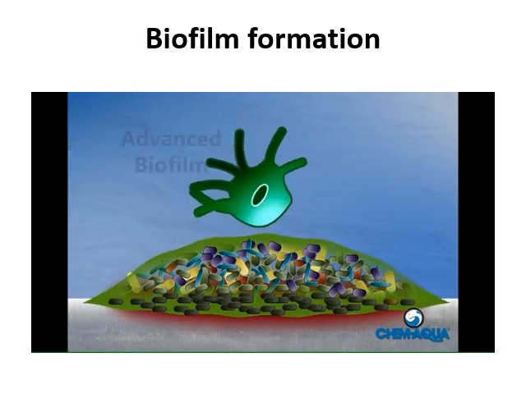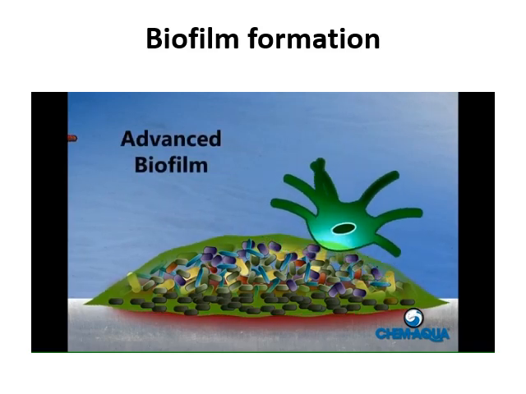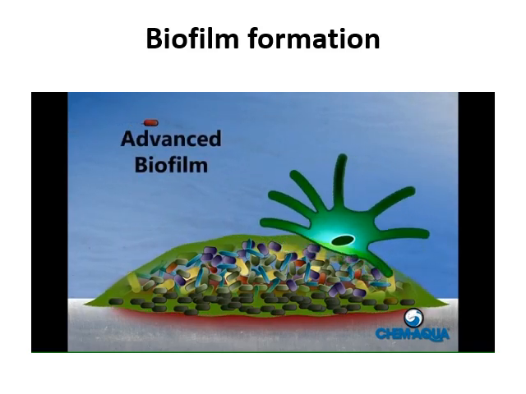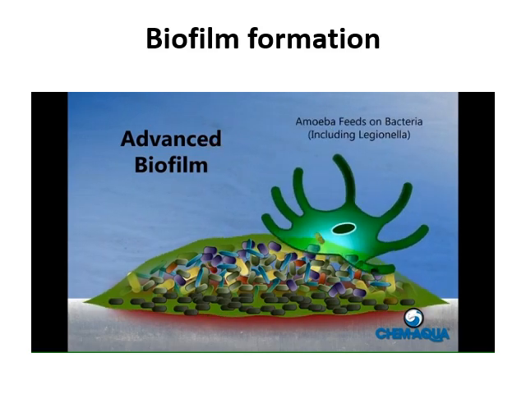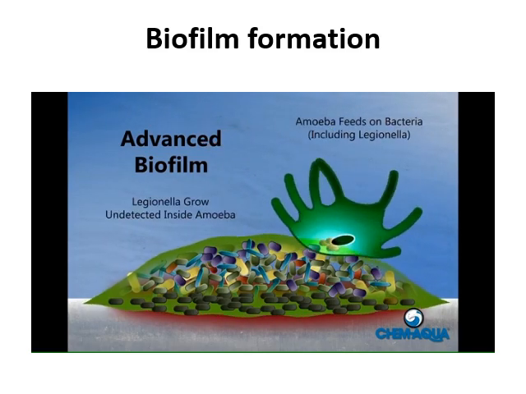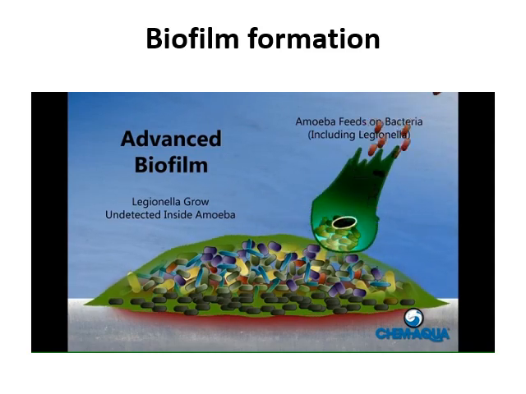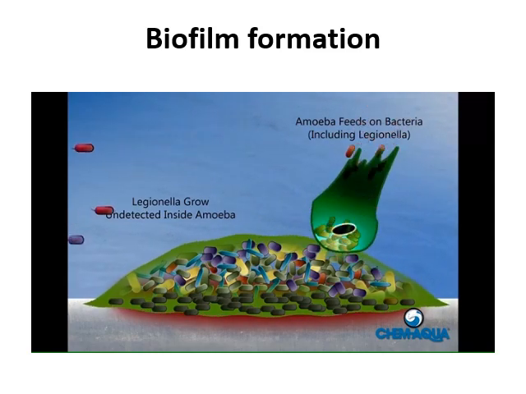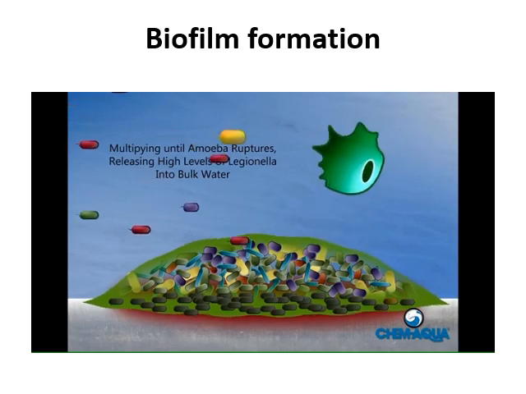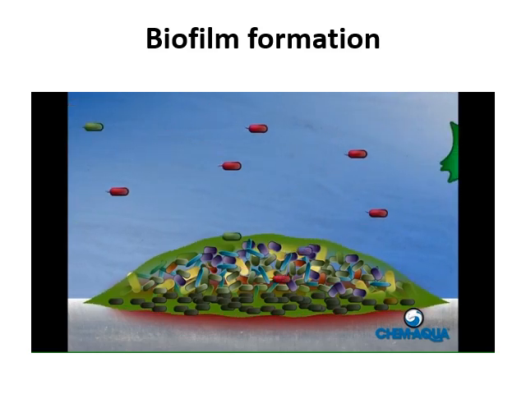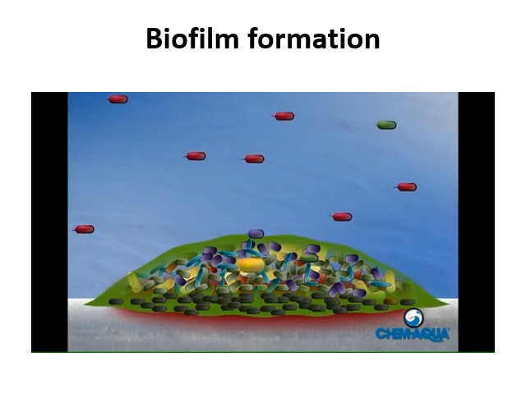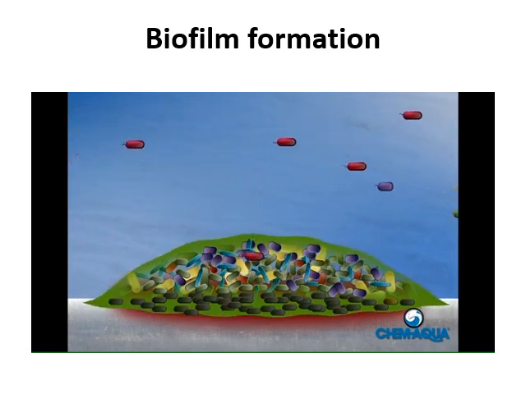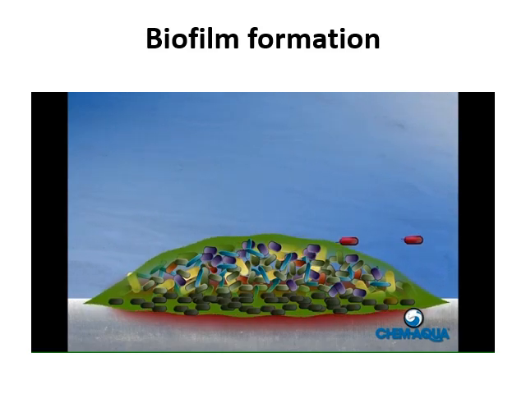In an advanced biofilm, higher life forms, such as amoeba and protozoa, ingest bacteria in the bulk water and biofilm. Some bacteria, such as Legionella, can multiply inside the higher life forms to the point of bursting the host organism. This can suddenly release high levels of Legionella into the bulk water. Biofilms can cause a variety of problems in water systems, including corrosion, fouling, reduced heat transfer, and contribute to Legionella growth.